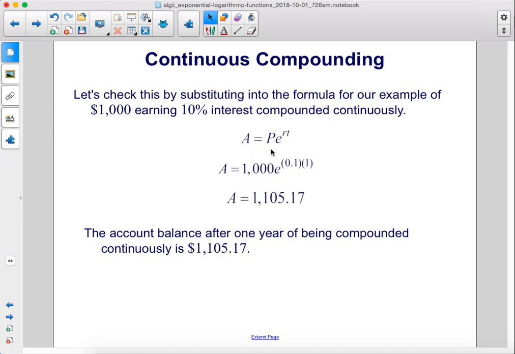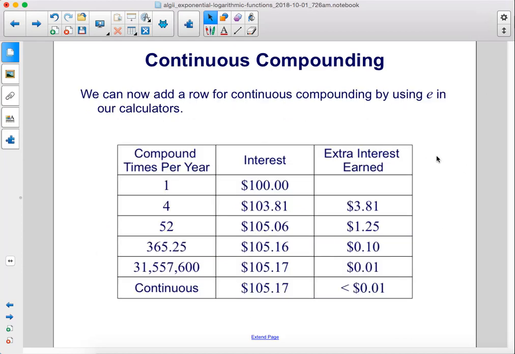Let's check this by substituting into the formula for our example of $1,000 earning 10% interest compounded continuously. So A equals P times e to the rt. P is 1,000, our rate is 0.1 for 10%, and t is 1 because we want to see after 1 year. So that equals $1,105.17. That's our account balance after 1 year of being compounded continuously. We can now add a row for continuous compounding by using e in our calculators.